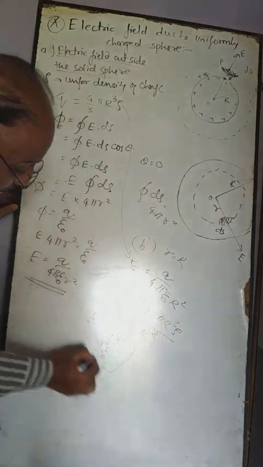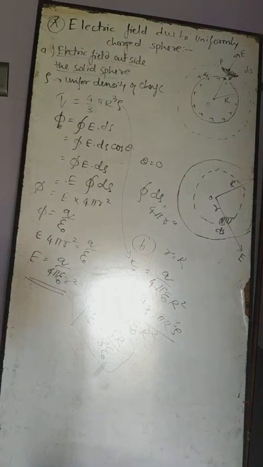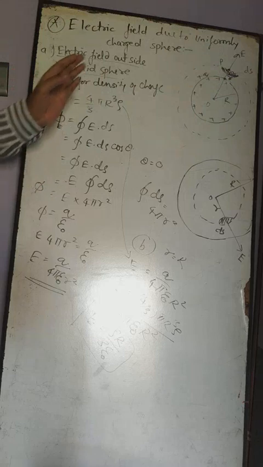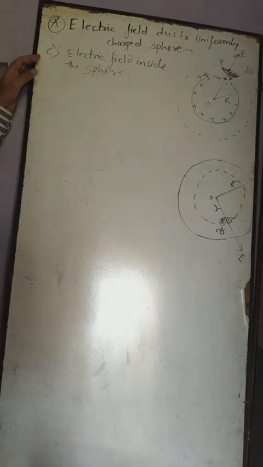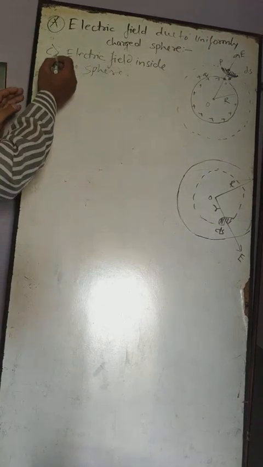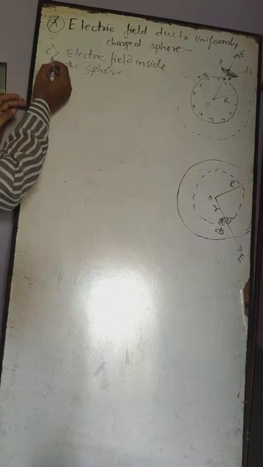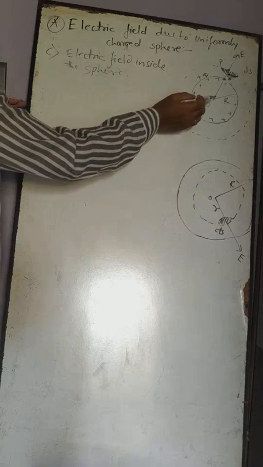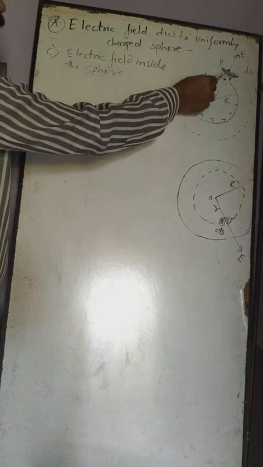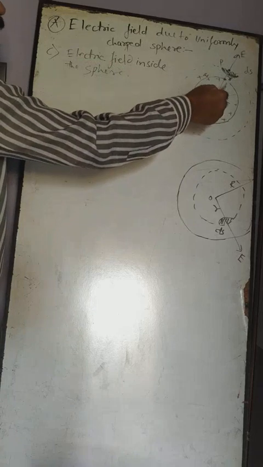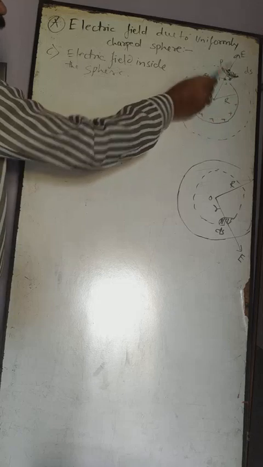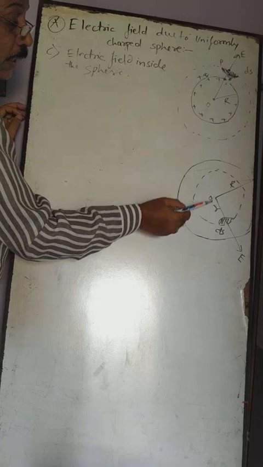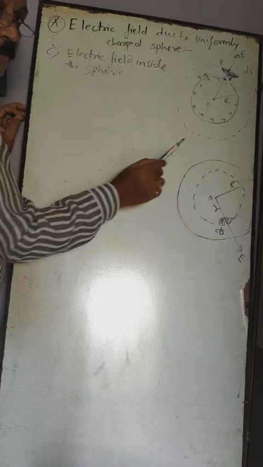So this is another formula. It is on the surface of the sphere. Now we come to the third part, that is electric field inside the sphere. You see in this figure, we found the electric field outside of the sphere and on the surface of the sphere. Now we find out the electric field inside the sphere.